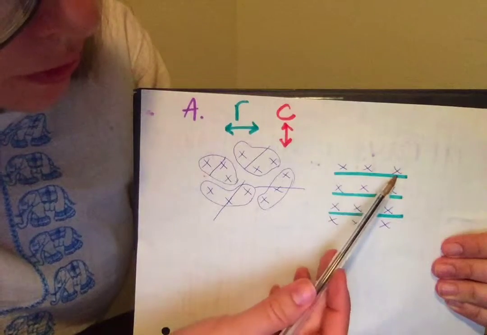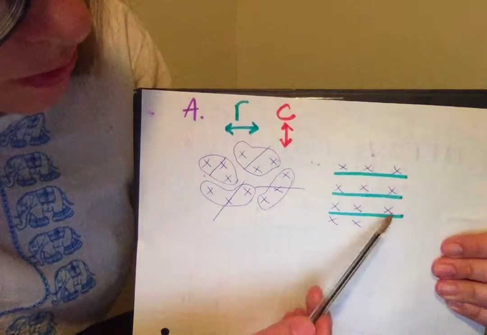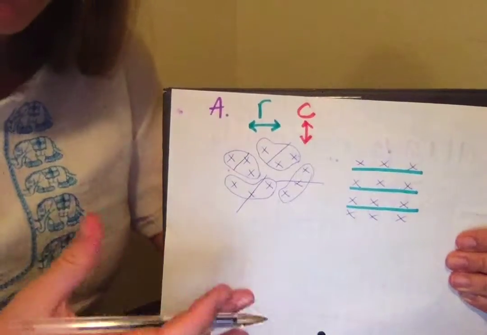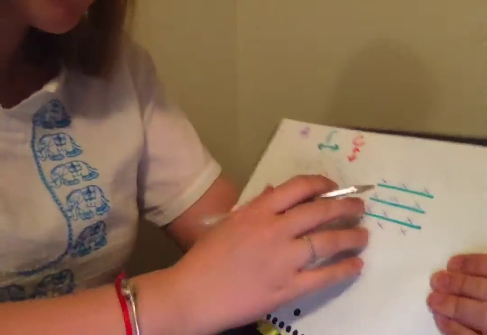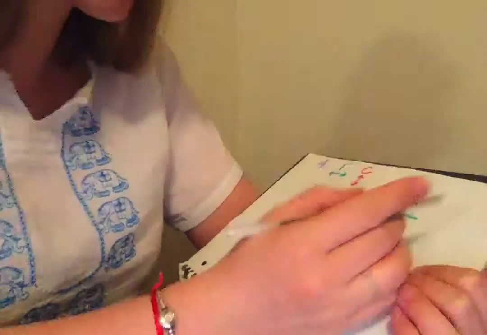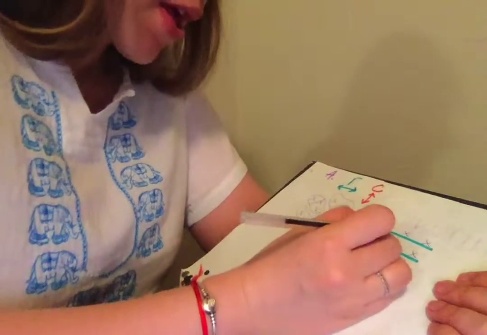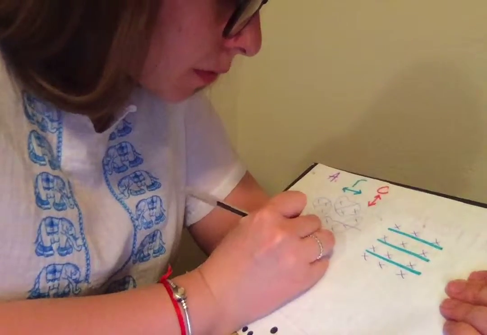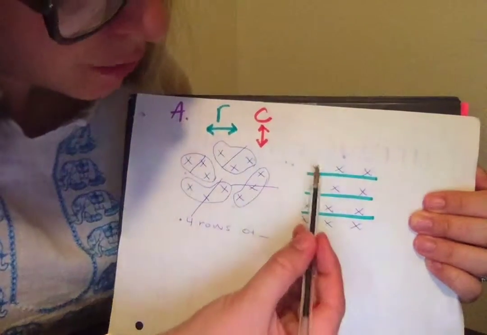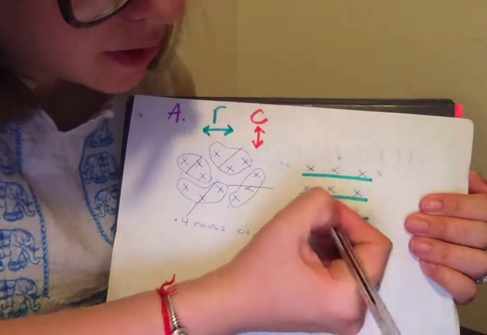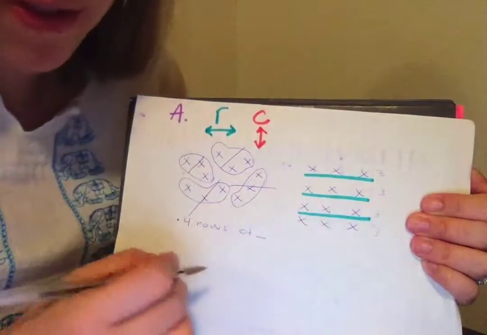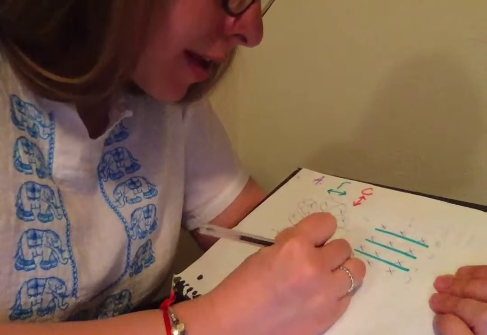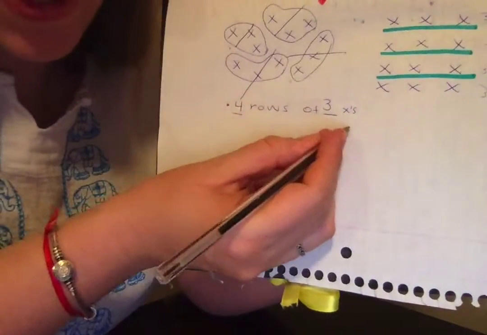Here I have 1, 2, 3, 1, 2, 3, 1, 2, 3, 1, 2, 3. So if I'm going to write it in a number sentence, or just in a sentence, I'm going to say I have 4 rows of how many X's? Well, I have 1, 2, 3 X's here, 3 X's here. So it seems like all of them have 3 X's. And I wrote it down right there. 4 rows of 3 X's. All right?